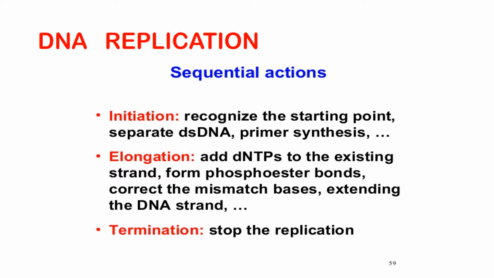Then comes the elongation. Elongation means replication. For that replication, we are going to add more NTPs, nucleotide triphosphates, which are deoxy. That's why we call them dNTPs. These dNTPs are added to the existing strand, form phosphodiester bonds, correct the mismatched bases, and extend the DNA strands. Finally, when the required length of the DNA is replicated, comes the termination step to stop the replication.